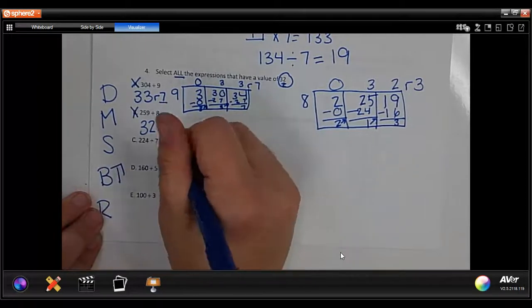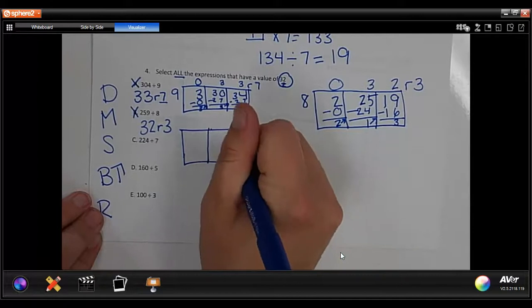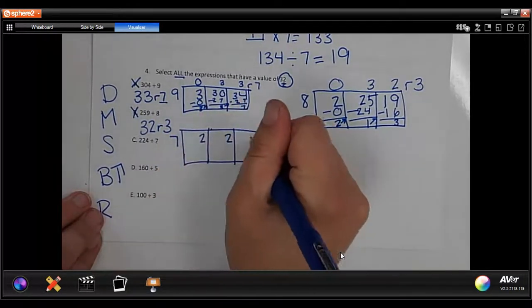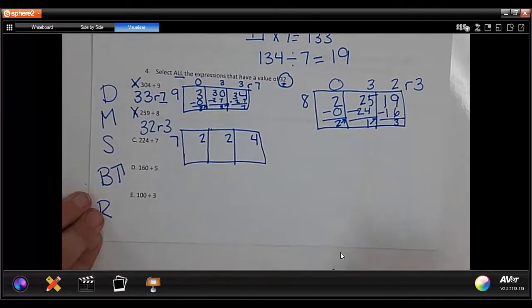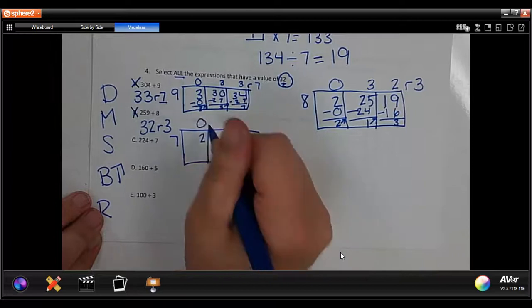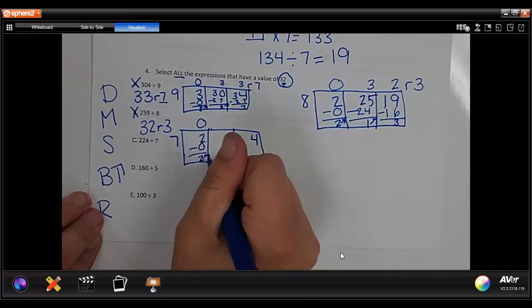The next one is 224 divided by 7. Put my divisor on the outside, which is 7, my dividend on the inside, and I'm going to get my quotient on the top. Divide 7 into 2. 7 does not go into 2, so I put my 0 on top. 7 times 0 is 0. Subtract, I still have 2.